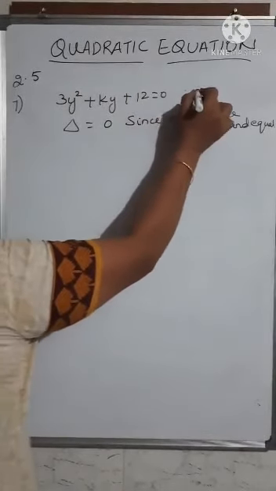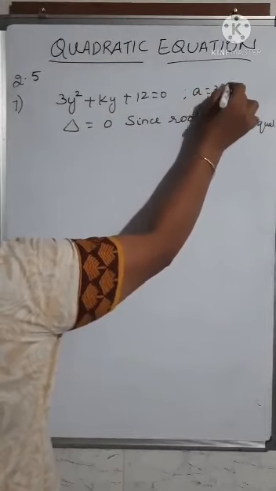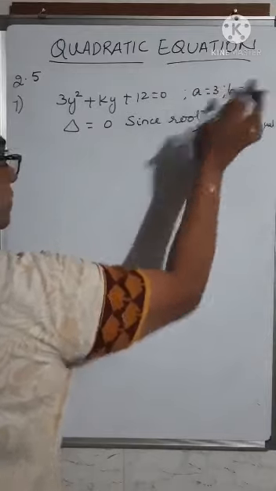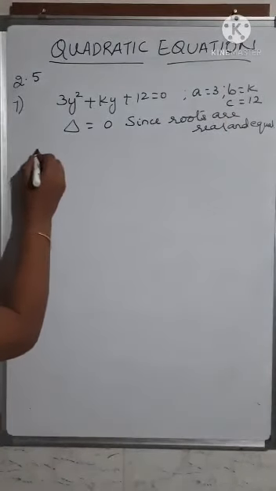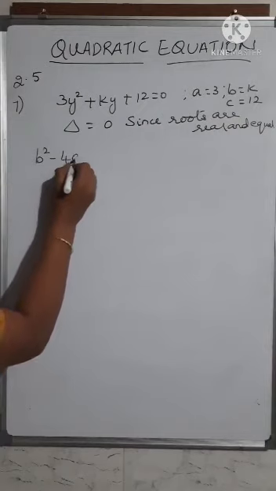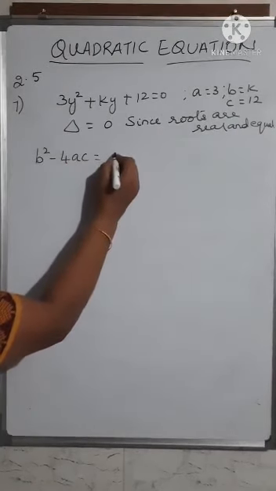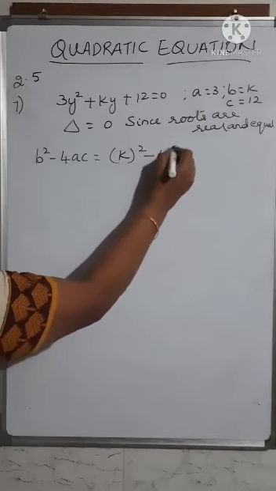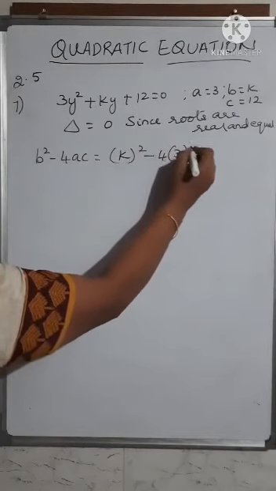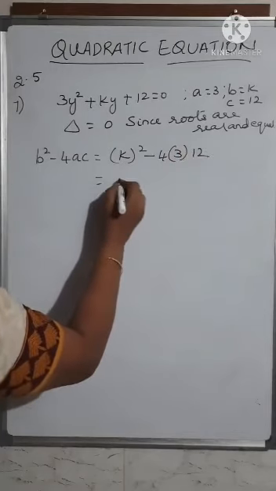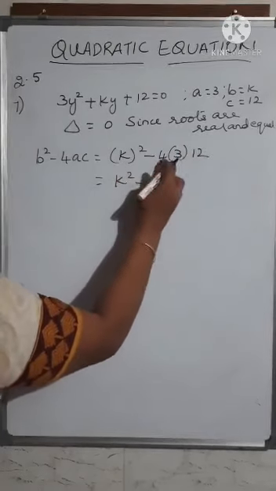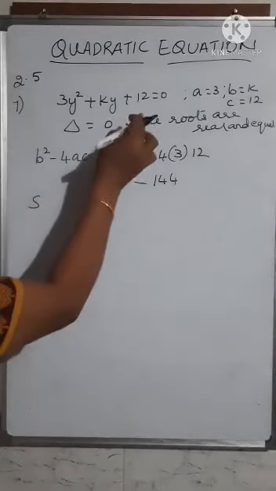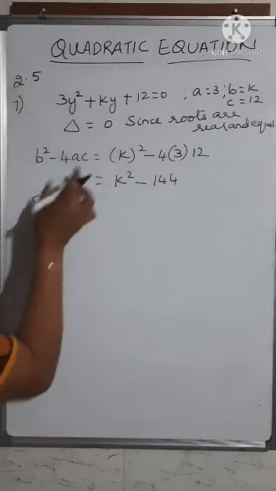So here you can first write down A is equal to 3, B is equal to k, and C is equal to 12. You can write down the values. Now delta is nothing but B square minus 4AC. So B square is k square minus A is 3 and C is 12. So here you get k square minus 144.